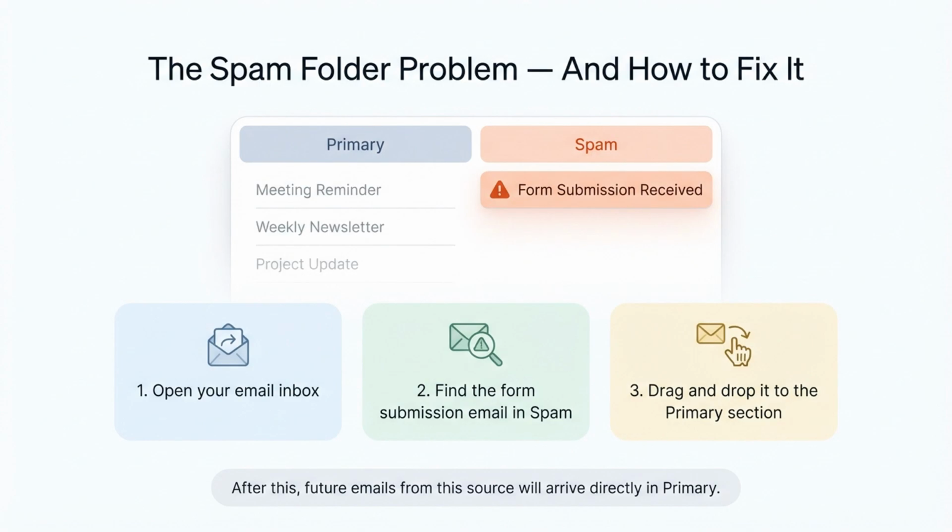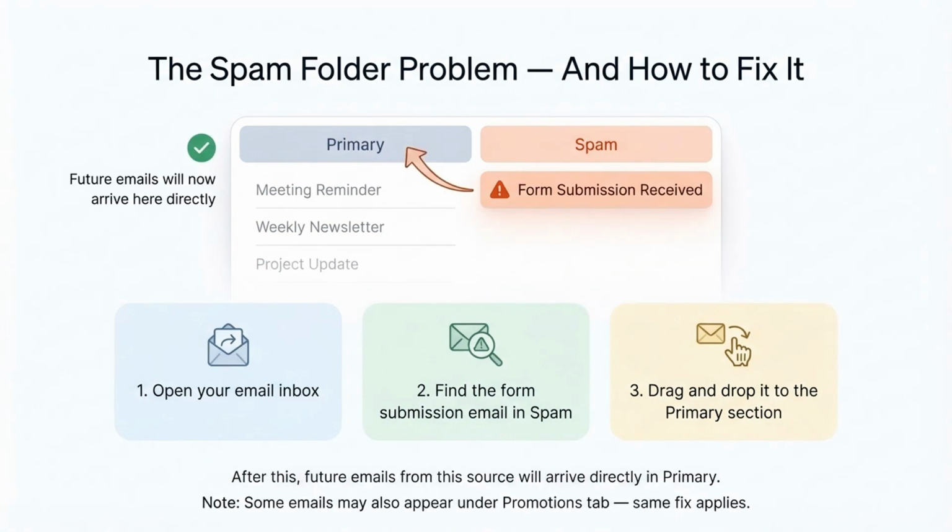When you first start receiving form submission emails, they will likely land in your spam folder, not your primary inbox. This is completely normal. The fix is straightforward. Open your email, find the submission in spam, and drag and drop it over to your primary inbox section. Once you do this, Gmail and other email clients will recognize this sender as trusted, and future submissions will arrive directly in your primary inbox.